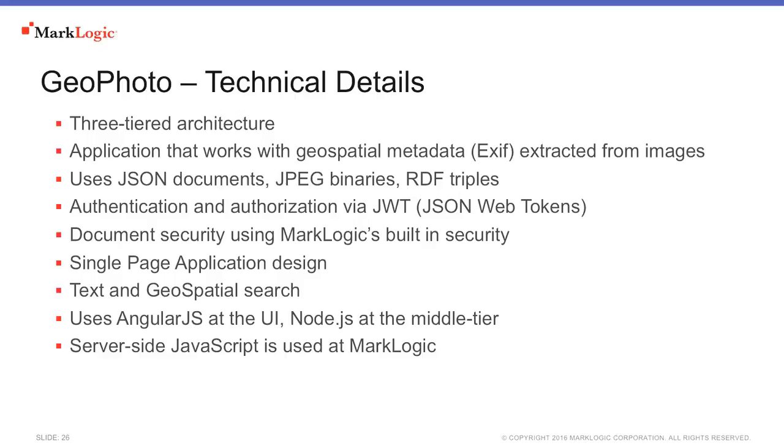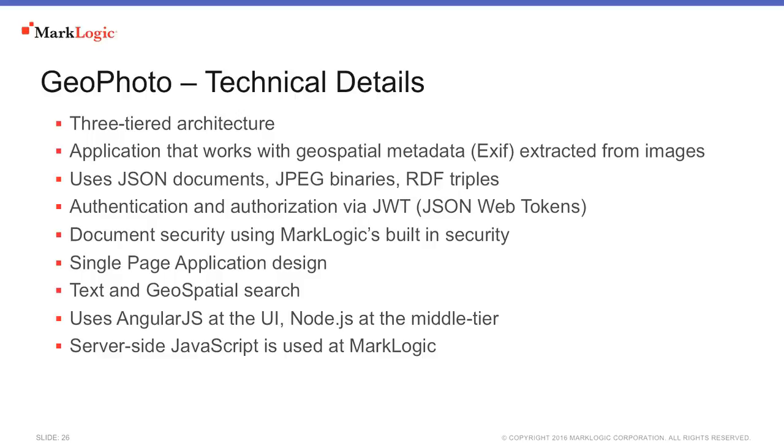Then we also wanted to add some search, because we are also big on search, so why not? We added text search and geospatial search capabilities to the application so that you can run a geospatial search and find the pictures that you took in a certain location. And we also have some server-side JavaScript involved here, which is responsible for actually manipulating the semantic data.